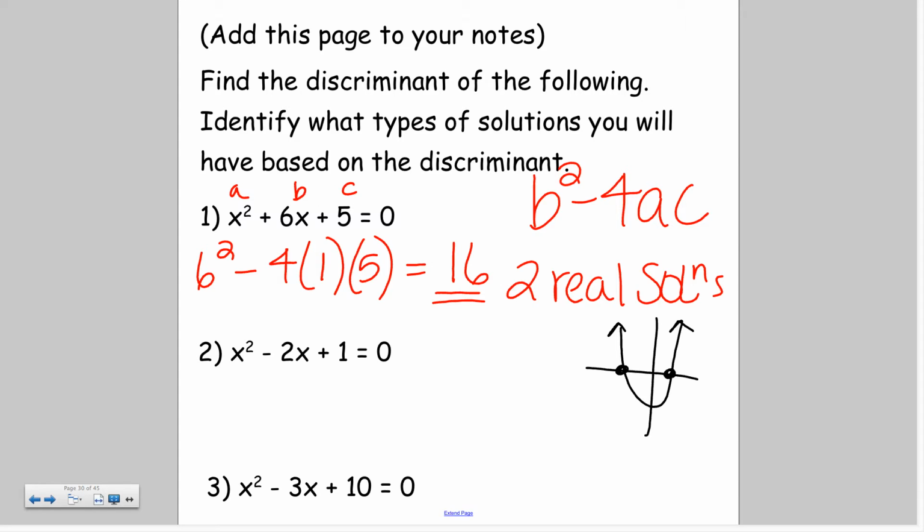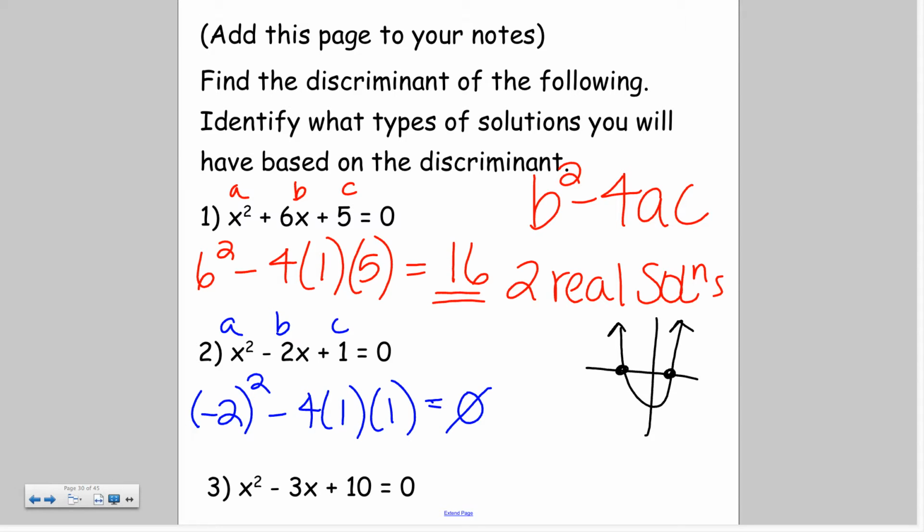All right, number 2, I'm going to look at A, B, and C. Now, when I square B here, it's already a negative. I've got to remember to put that in parentheses. It's going to throw it off if I don't. So negative 2 squared minus 4 times 1 times 1, A and C. When I plug that into my calculator, I get 0.